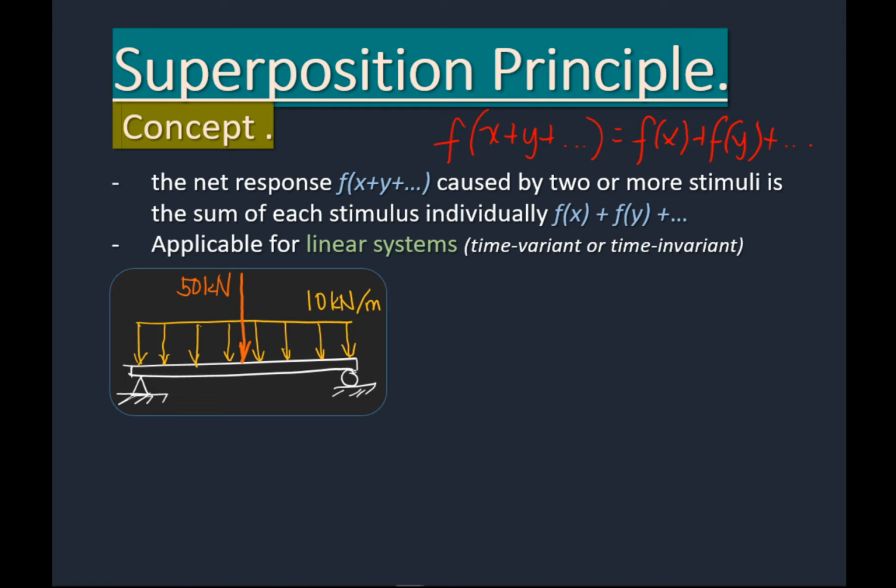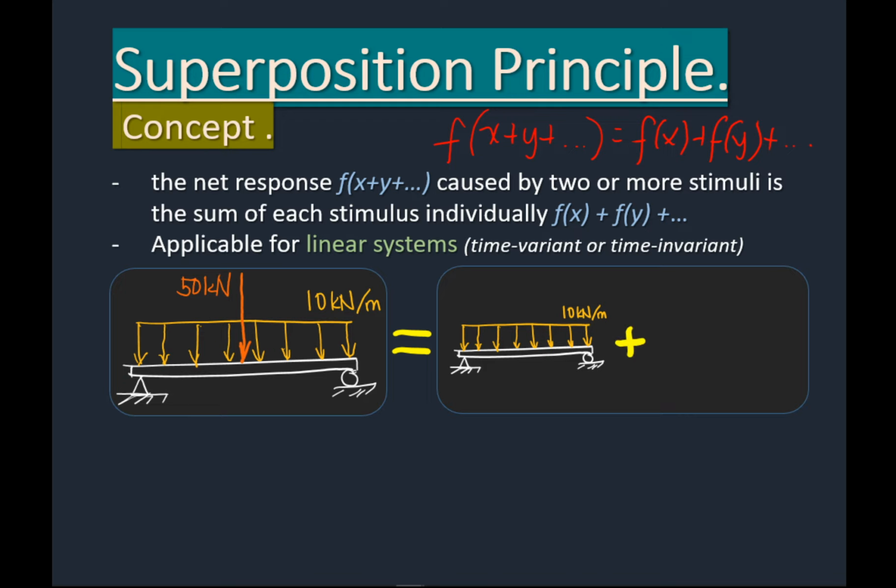For example, we have here a loading of a beam. We have two loads. The first one is a uniform loading of 10 kilonewton per meter, and then we have a single load of 50 kilonewton. Now this system is equivalent to adding the two systems: first, the uniform loading, plus the single loading. If you add the two systems together, you will have this behavior, the general system.